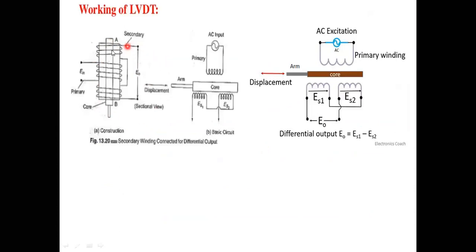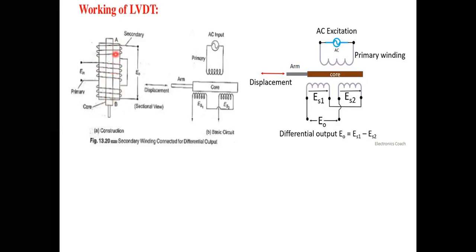This is another diagram. I am taking one coil, and the wire is wound upon this coil. When a current-carrying coil is placed in a magnetic field, it is going to give some output potential. That same principle is applied here.